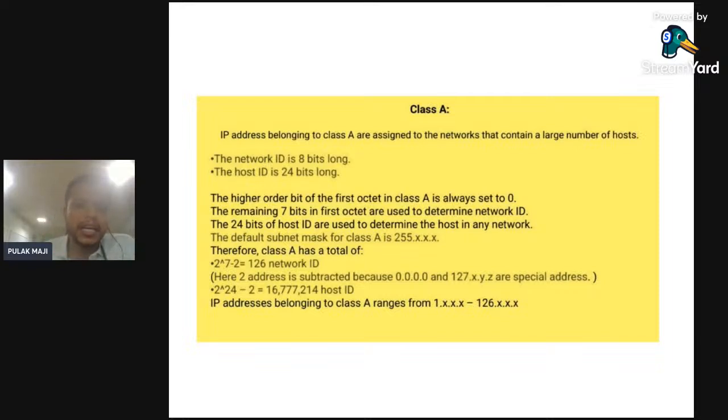Then the net bits. As we already discussed, in class A the first 8 bits are reserved for the network. Class B, the first 16 bits, nothing but 2 octets. Class C, the first 3 octets, nothing but 24 bits. In class D and class E, it is not defined. Similarly, how many networks, how many hosts, and what are the ranges? 0 to 127 for class A. Class B, 128 to 191. Class C, 192 to 223. Class D, 224 to 239. And class E, 240 to 255. These ranges are important, and you need to remember them.